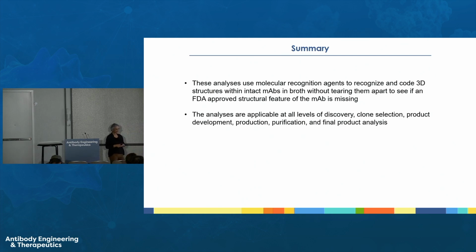So our assays use molecular recognition agents to recognize and code 3D structures within intact mAbs in broth, without tearing them apart, to see if an FDA-approved structural feature of the mAb is missing. The analyses are applicable at all levels of discovery, clone selection, product development, production, purification, and in final product analysis.